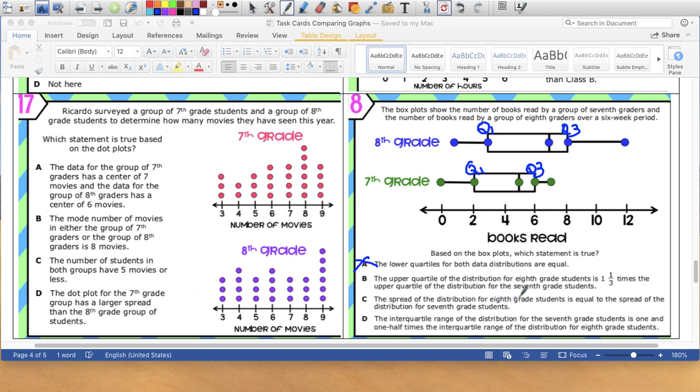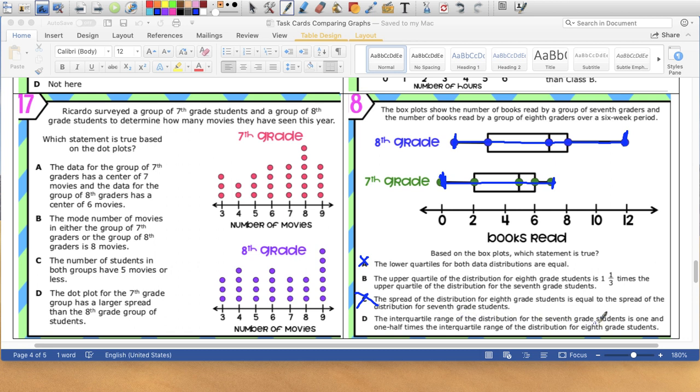The spread of the distribution for 8th graders is equal to the spread of the distribution for the 7th graders. So is this the spread from here all the way to here, and the spread from here to here? Do you think they're the same? No, they're not. Obviously, this one's much bigger, right? So it's saying that they're the same, so that's not true.